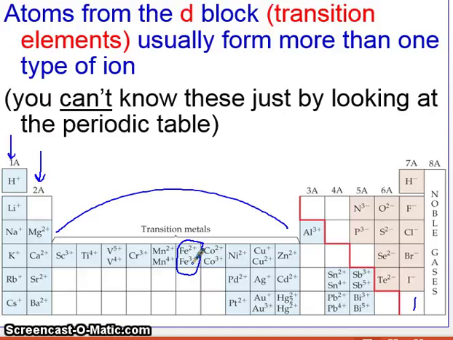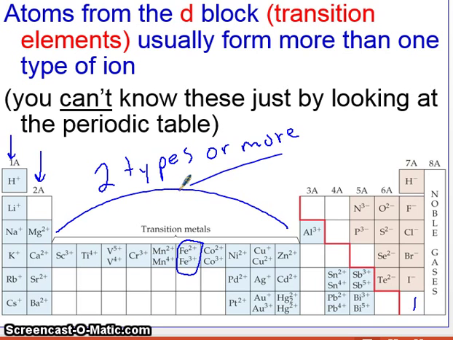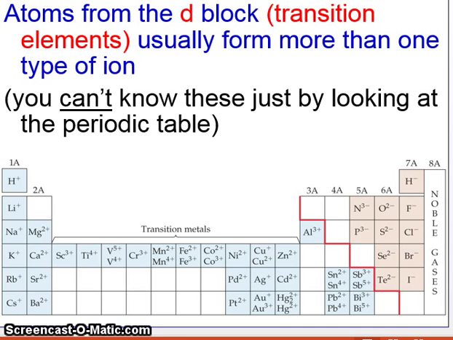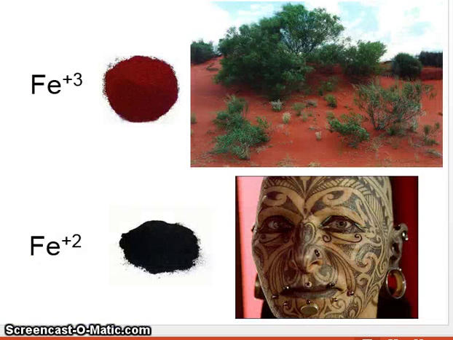You can't just look at the periodic table because this element can form 2 types. And we'll show you how to find this out. For now, just understand that you have 2 types of ions possible, or more, for these ions. And the next slide actually shows some pictures of 2 types of iron. This is iron +3. This is iron +2. There are 2 types of iron out there.